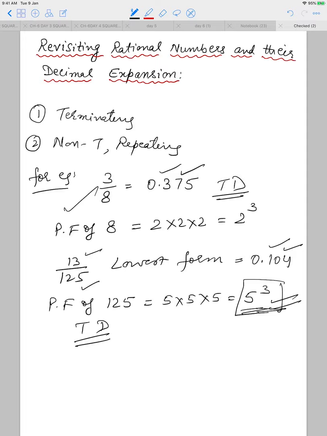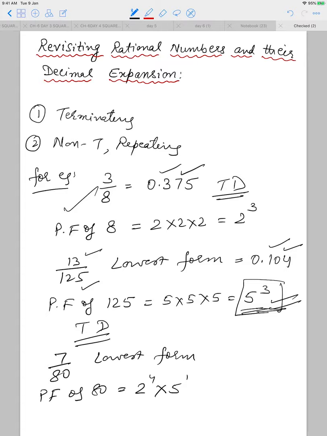And now suppose I take another number, say 7 by 80. Again, 7 by 80 is in the lowest form. Now what is the prime factorization of 80? That is equal to 2 raised to the power 4 into 5. This you all know how to find out, the prime factorization.